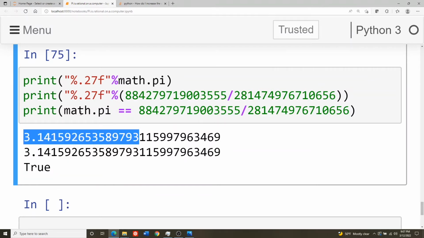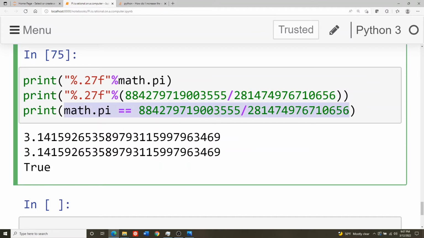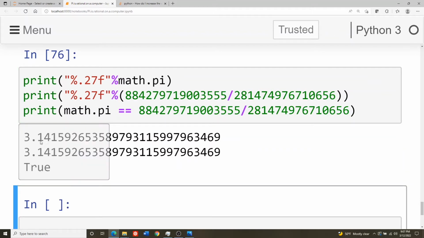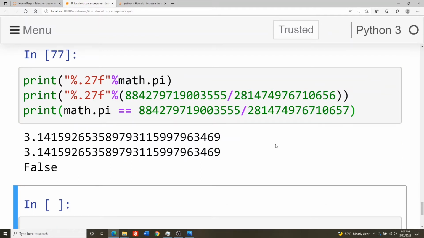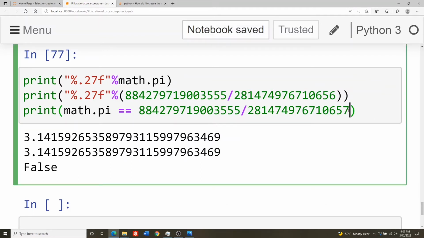And then here's the bottom line. Here's the punchline. Does math.pi equal the ratio of these two integers? And it says yes. So here, let me evaluate this cell. I didn't just Photoshop this thing here. Look, let me change this digit to a 7. Let's see. It returns false. Let me change this to a 6.